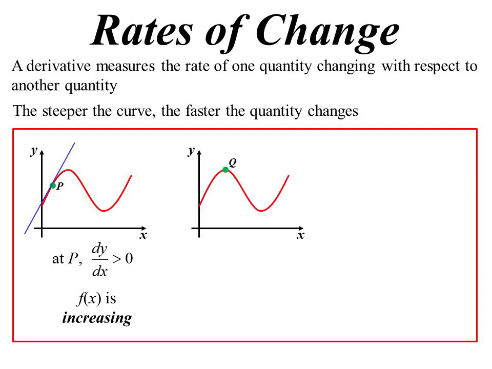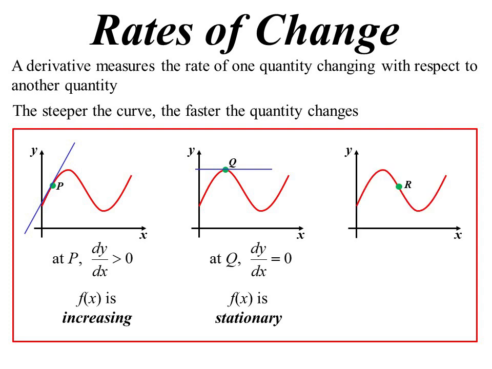And then we saw if we're at a point like Q, the tangent ends up being horizontal. So there is no rate of change at that point. It's stationary. It's not doing anything. And then, of course, it comes down the other side. So we're at R. And now we have a negative slope, so it's decreasing. They're just three basic fundamental ideas.